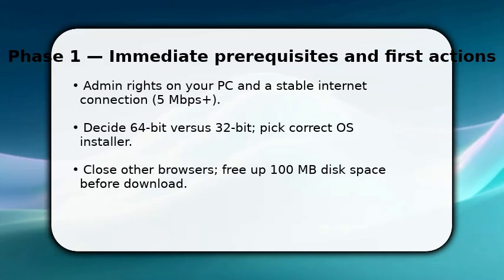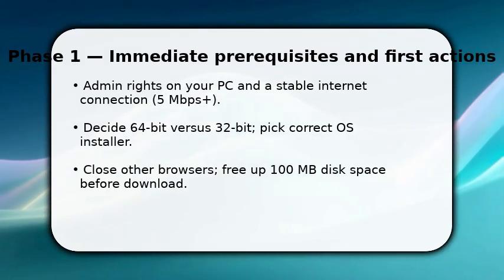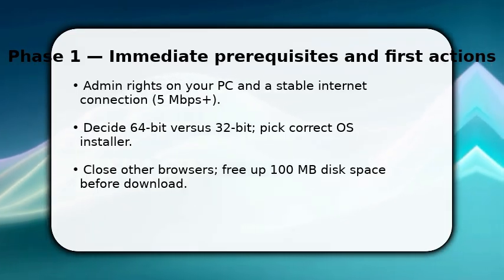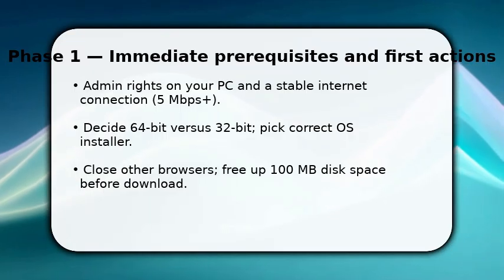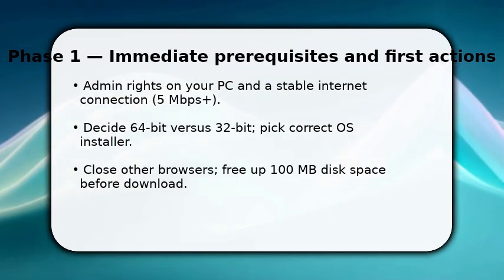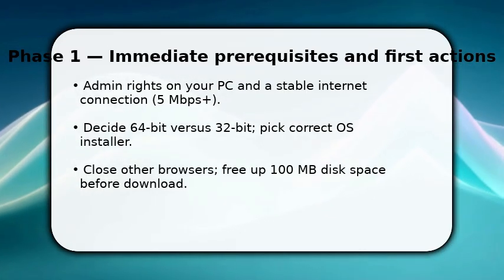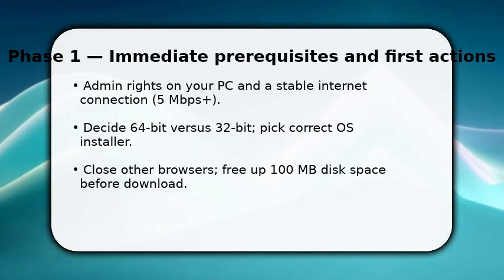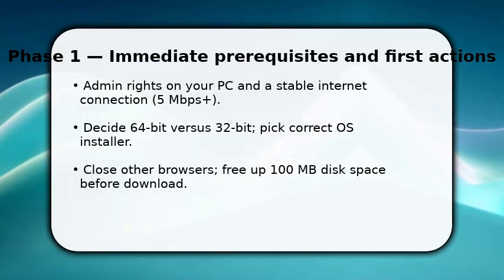Enjoy the video. You already have what matters: admin access and a working connection. First, confirm your Windows or Mac OS version and pick the 64-bit installer if available. Once done, open your current browser, search for Chrome and click the official download button. This saves time and avoids extras. Make sure to close heavy apps so the download and install run smoothly.